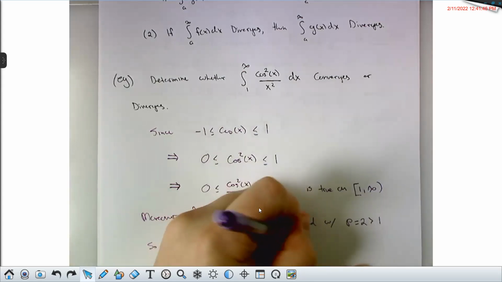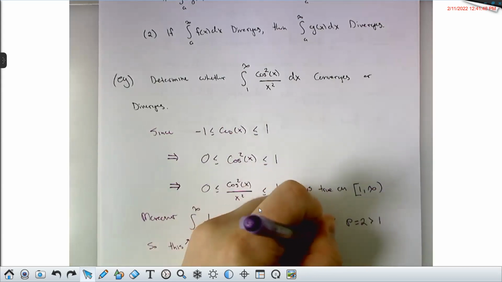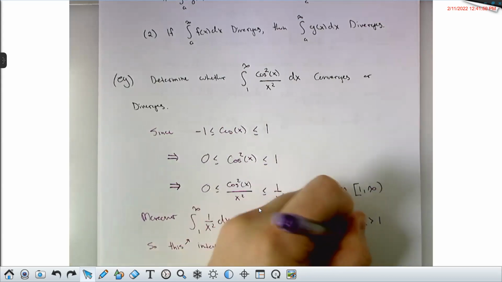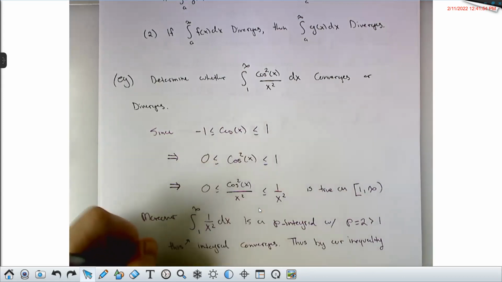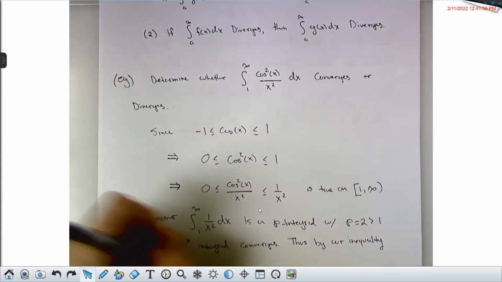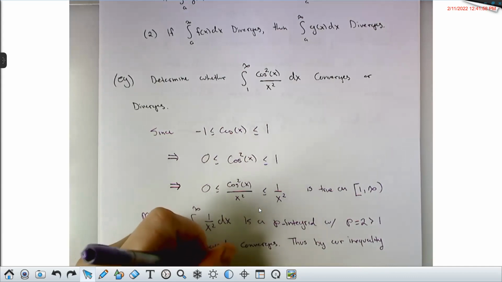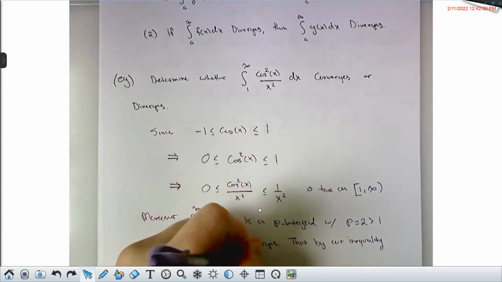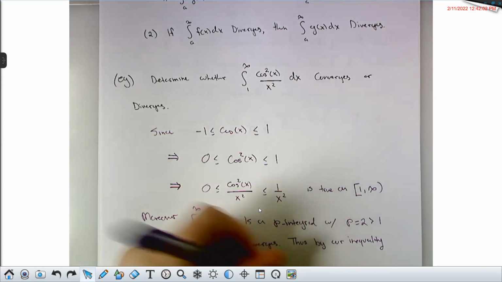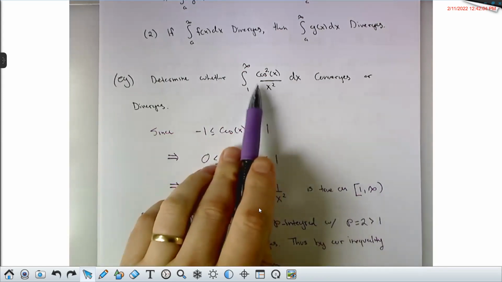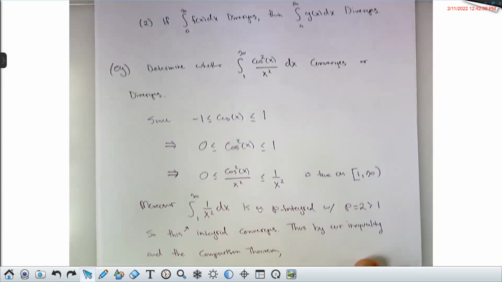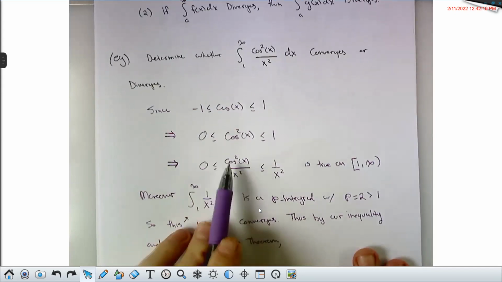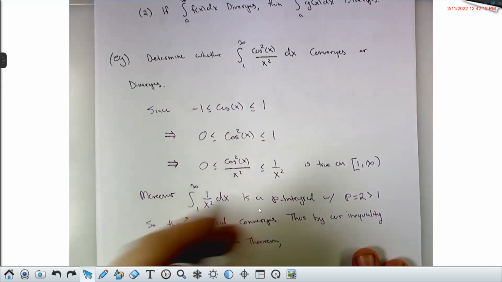Therefore, by our inequality and the comparison theorem, the integral of cos squared x over x squared must also converge, because cos squared x over x squared is smaller than 1 over x squared.